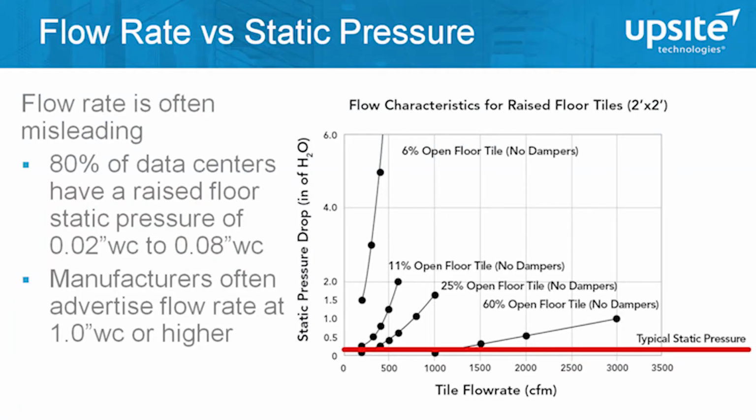This chart shows you that range, from 0 to 6 inches of static pressure. That's a little extreme. Most manufacturers advertise 0 to about 1 or 2 inches. However, you see that red line down at the very bottom of the graph, and that's where the typical pressure is for a data center raised floor. It's somewhere between 0.02 and 0.08 inches of static pressure. That is very little compared to what these tiles are tested for.